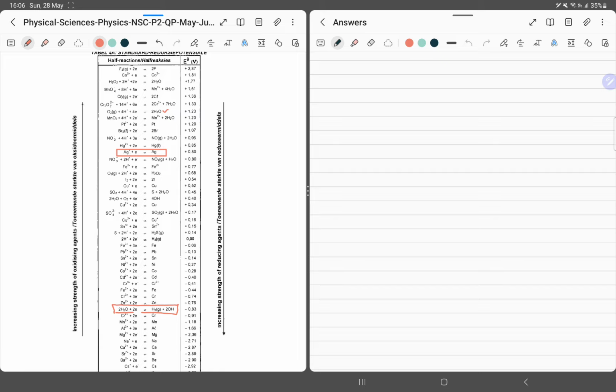That is oxidation. Now the question: which one of the following equations represents the half reaction taking place at the positive electrode? We know that reduction is taking place, so that is obviously the silver picking up an electron. Again, a straightforward question there.